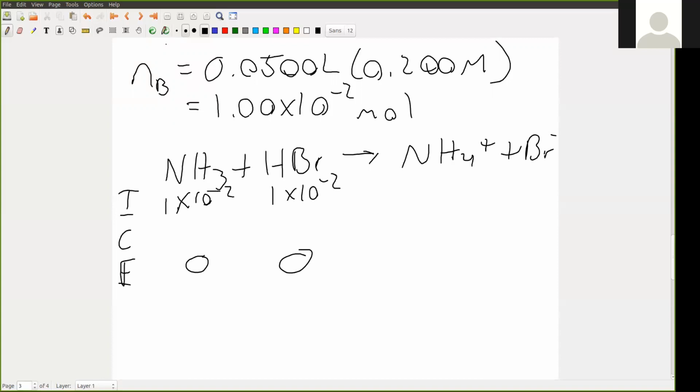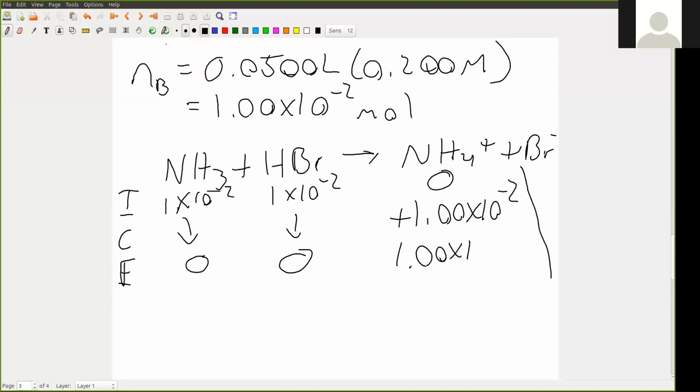So let's just put arrows. So then this one, we're starting off with 0 ammonium. We're not going to worry about bromide ions because they're spectator ions. So let's just focus on ammonium. And it starts off as 0, and we're going to add 1.00 times 10 to the minus 2. So the total is 1.00 times 10 to the minus 2.